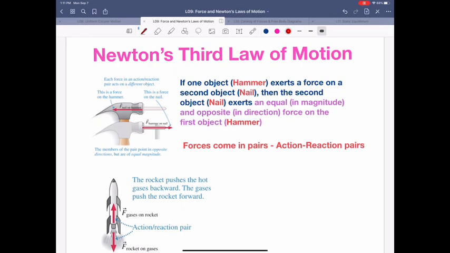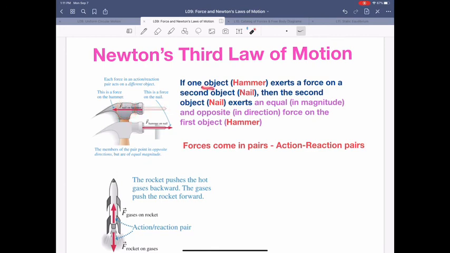So let's look at the sketch on the left. What you're doing here is you are using a hammer. You're striking a nail with a hammer. You're exerting a force on the nail with a hammer, and so obviously every time you strike the nail, the hammer exerts a force on the nail which is pointing to the right.